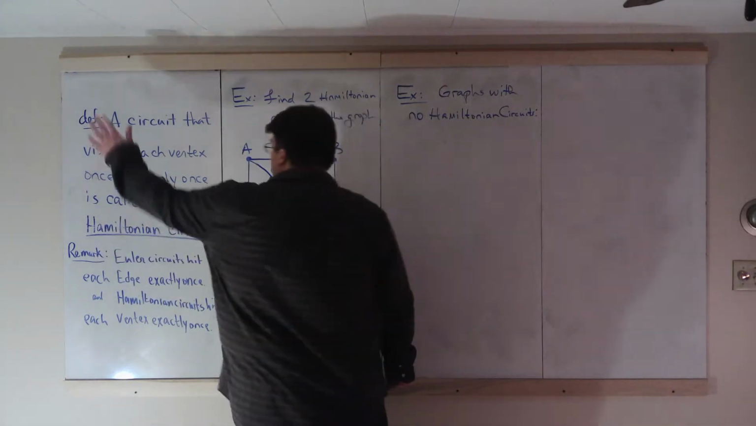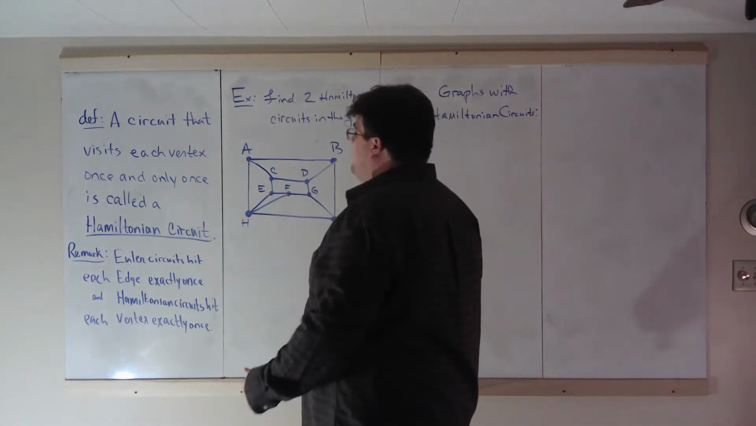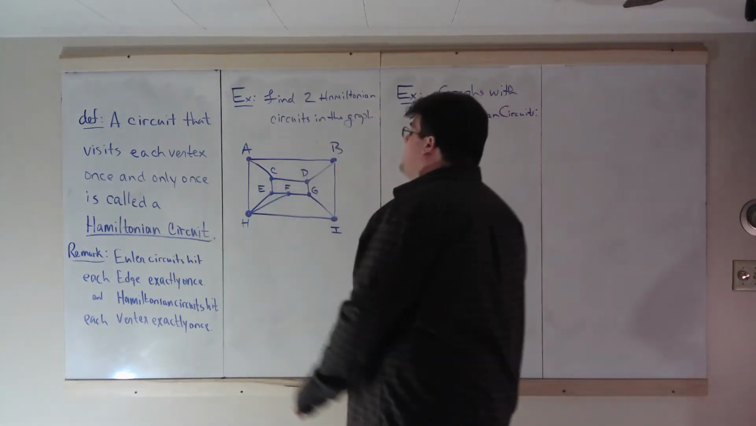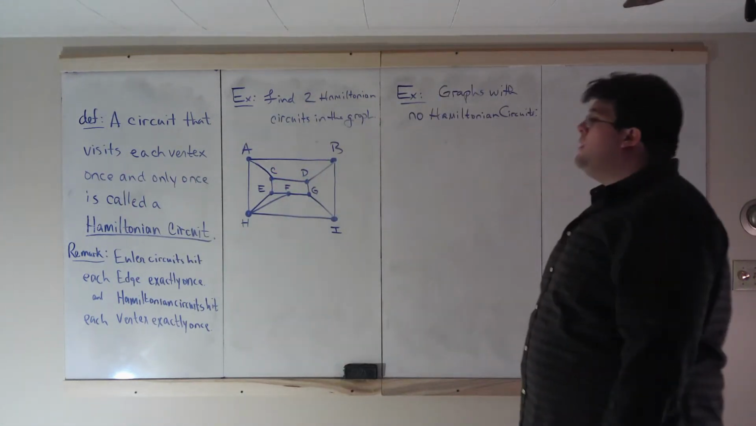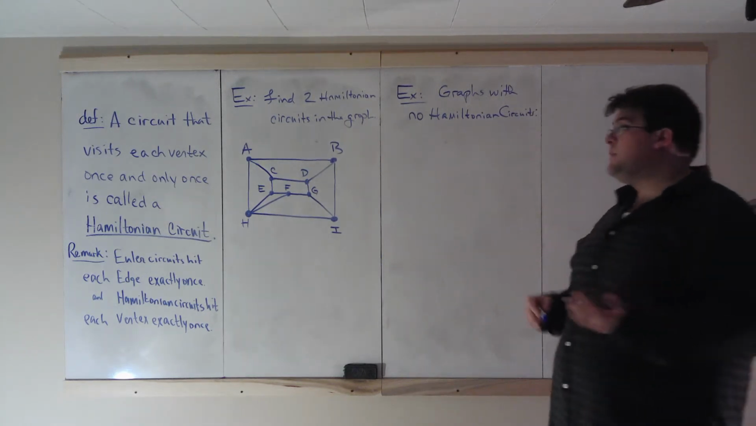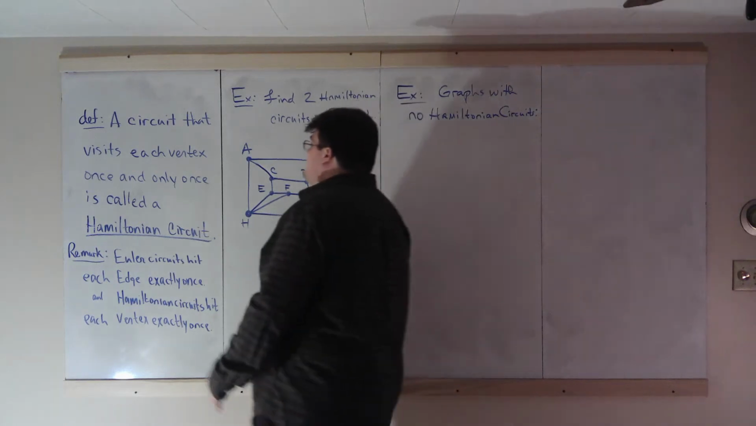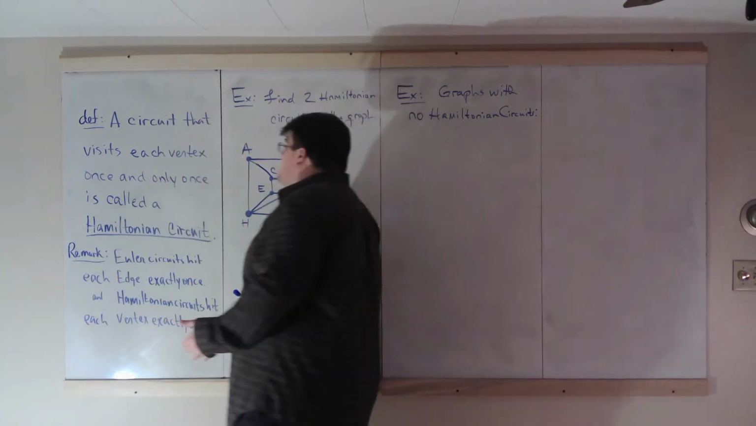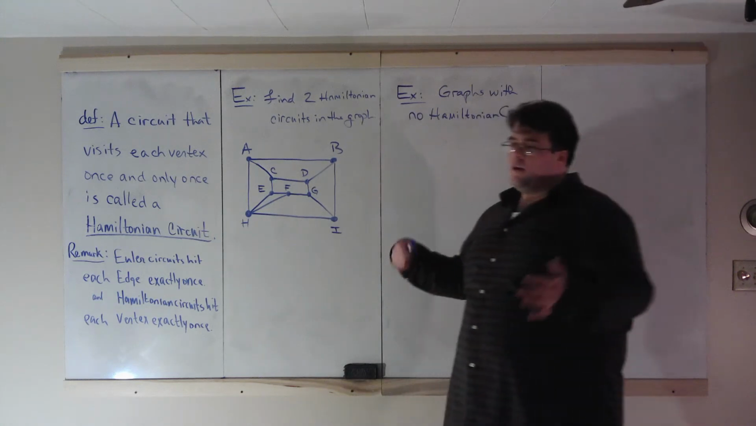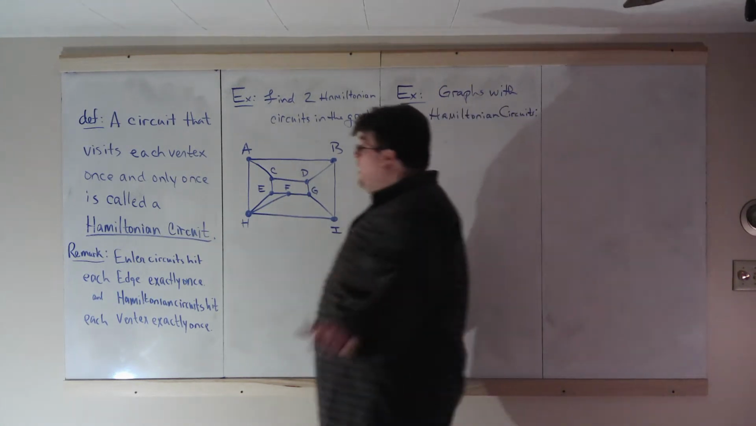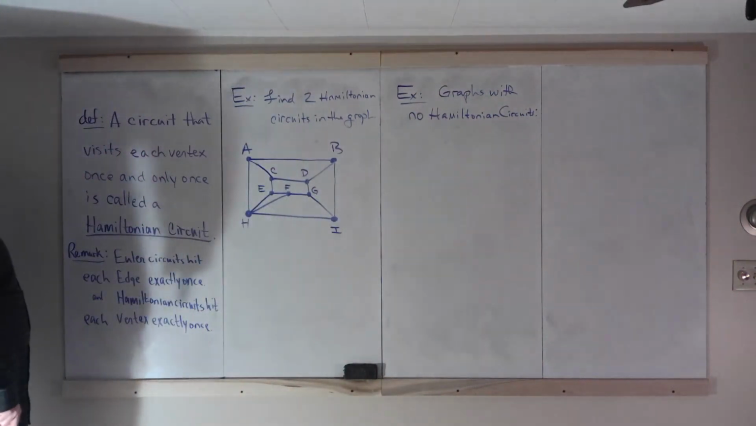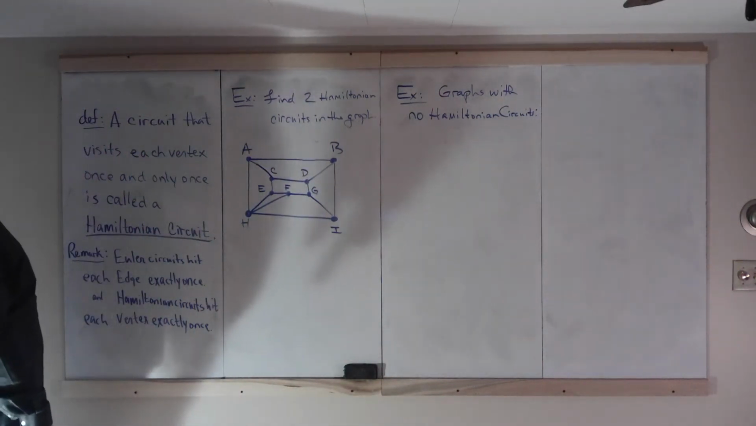A circuit that visits each vertex once and only once is called a Hamiltonian circuit. So a Hamiltonian circuit is going to be a circuit, so it has to start and end at the same vertex. It hits each vertex once and only once, except the beginning and ending one. You start and end at it. But all the other vertices, you hit once and only once. We call that a Hamiltonian circuit.